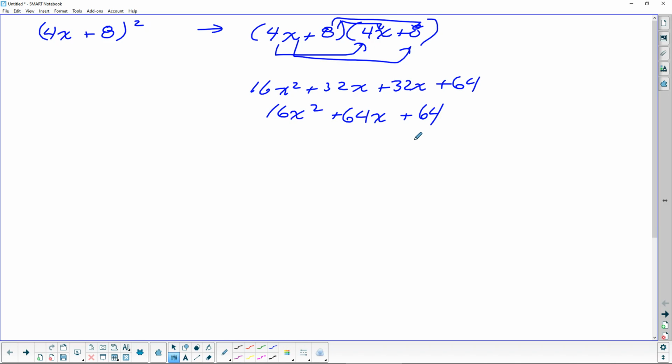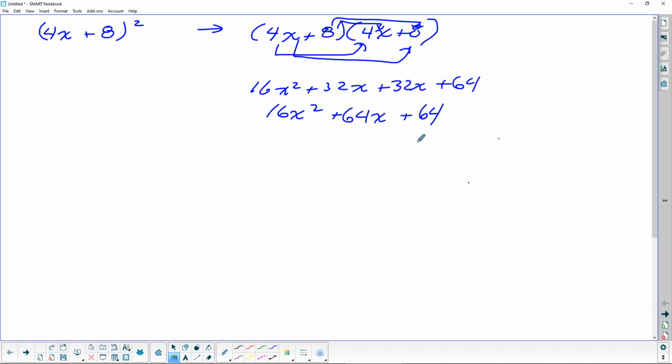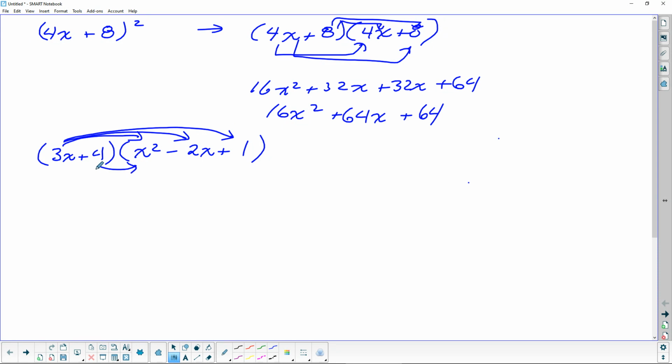Now, if you were to do a 2 times 3, that is the newer one that they put in here. So they might have something like 3x plus 4 times x squared minus 2x plus 1. So what you've got to do is leapfrog the 3x to all three terms to get a multiplication there, and leapfrog the 4. So you're going to get 6 terms total when you multiply this out.